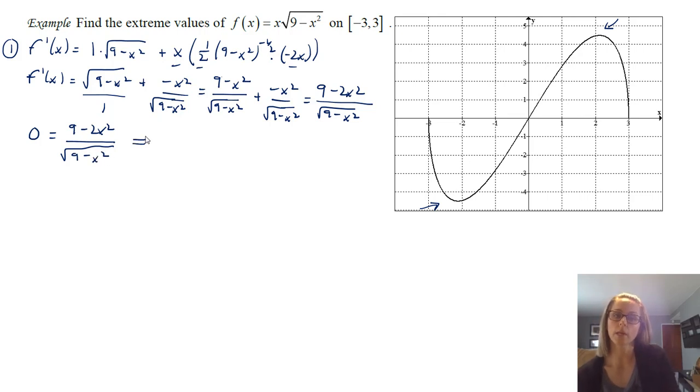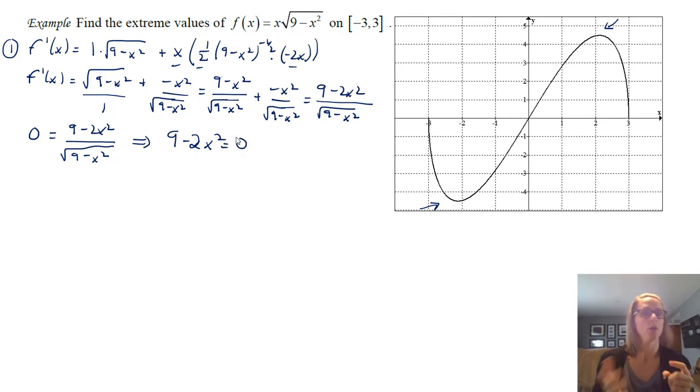And here is really one of the key things: anytime you set a fraction equal to 0, understand that the only way for a fraction to equal 0 is if the numerator is equal to 0. You're not even worried about the denominator. You have to think about when there is a place where the denominator would be 0, because that's a critical number, since if the derivative is undefined, that's important. But for the derivative to be equal to 0, it can only be the numerator.